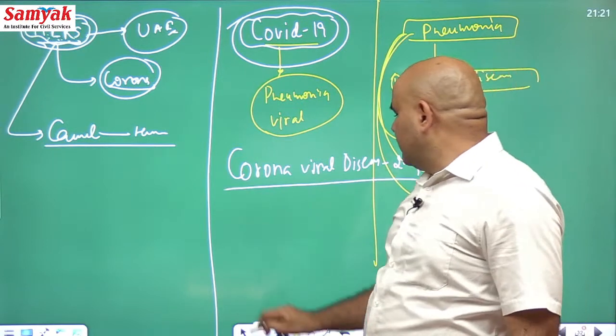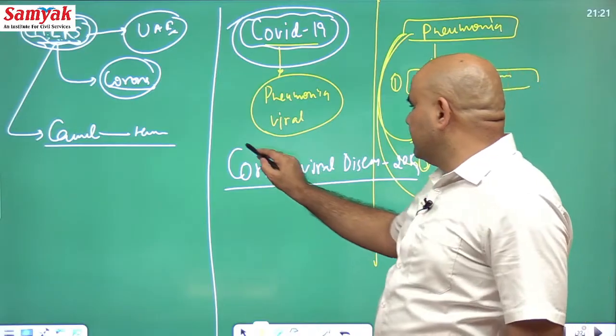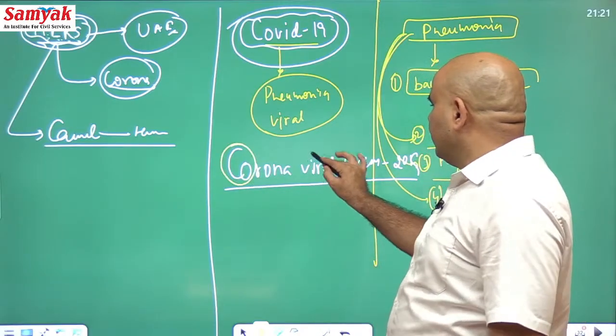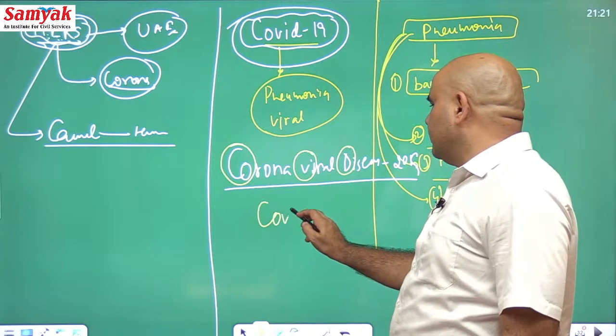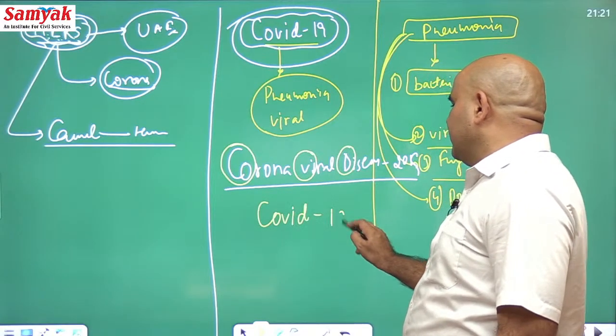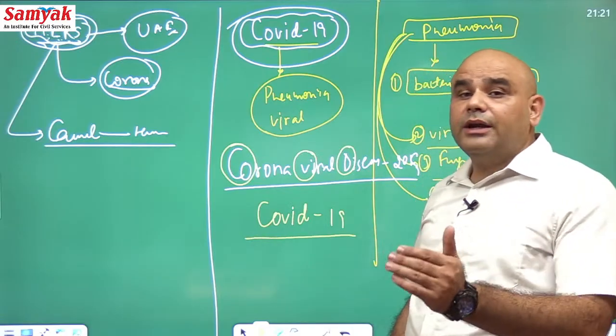2019. Now from corona, they picked up CO. From viral, they picked up VI, and from disease, they picked up D. So that's how it was formed, COVID. And because of the year 2019, they said COVID-19.